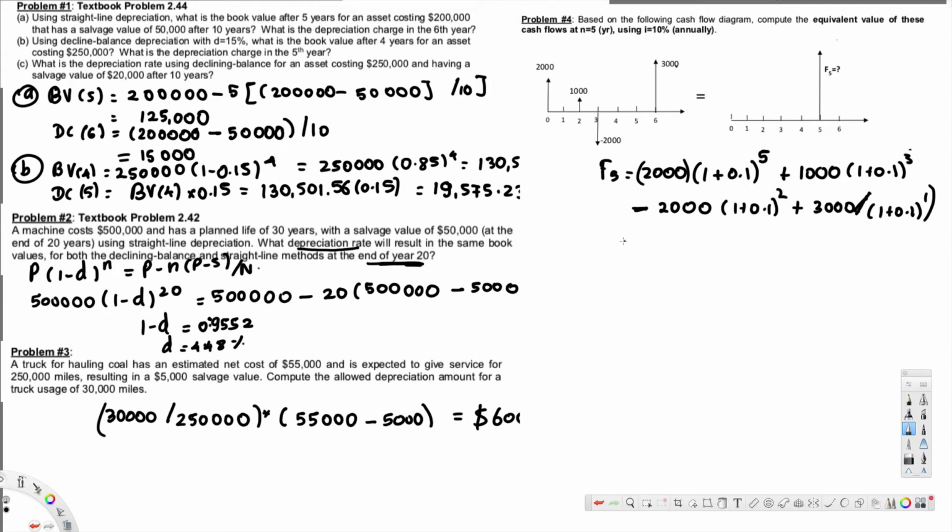And if you calculate this one, let's calculate each of them. The first one gives us 3221.02 plus 1331.00 minus 2420.00 plus 2727.27. Totally, if we calculate, this is going to give us 4859.29, and that is F5. And that's how we do that.